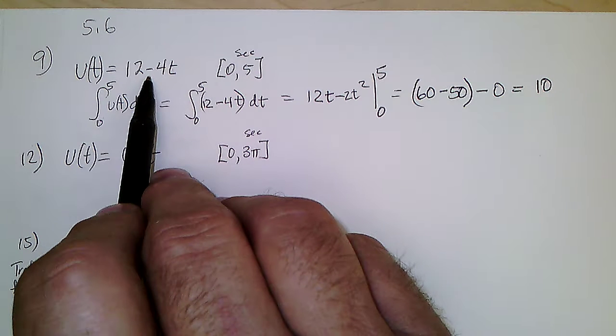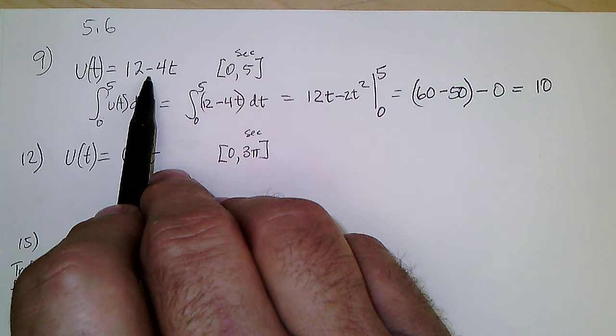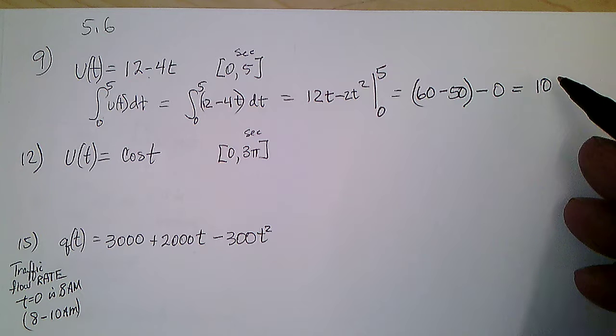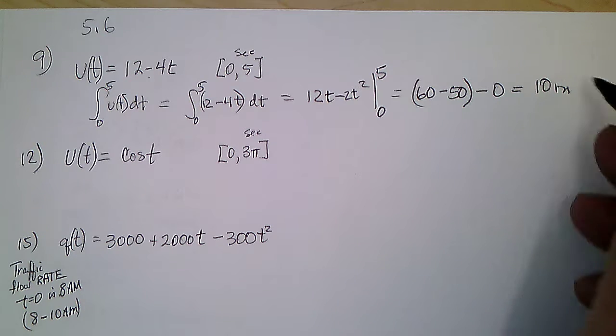If this was meters per second, it'd be 10 meters. If it's feet per second, it'd be 10 feet. I forget what the units were. Let's see. Number 9, velocity in meters per second, so this would be meters.